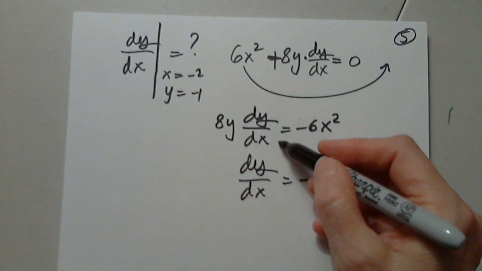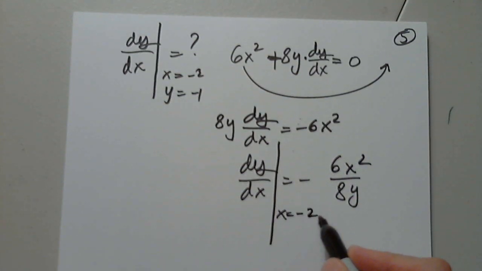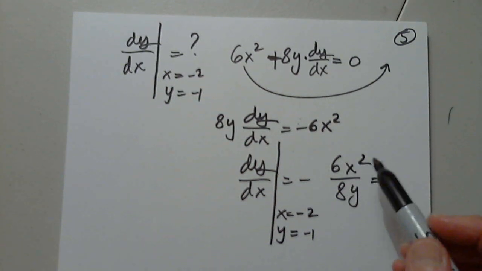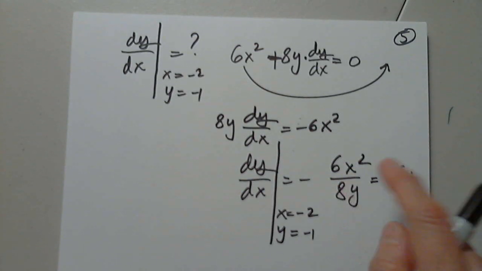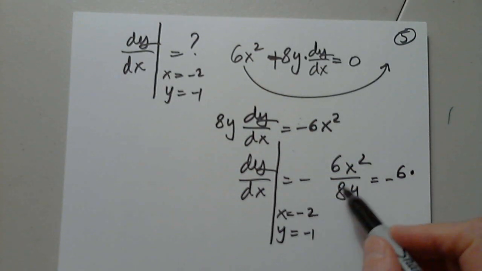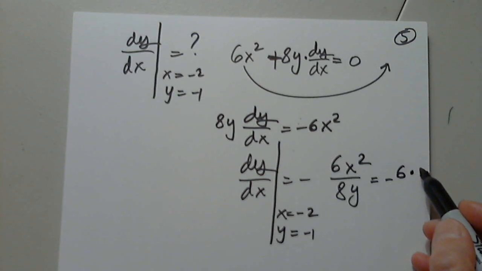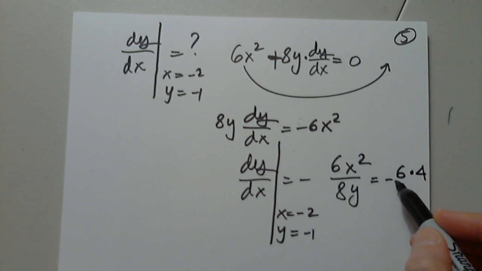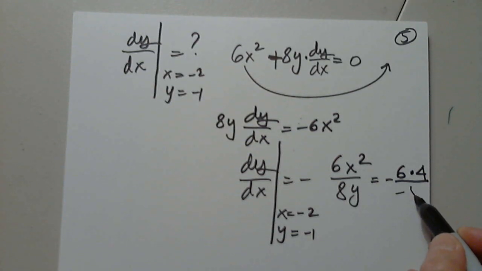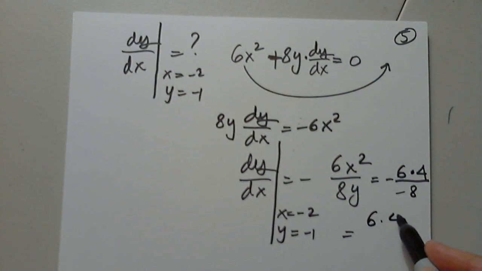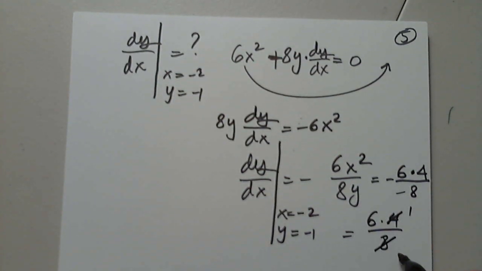Done. All I need to do is plug in negative 2 and negative 1. Negative. I can simplify, but I'll simplify at the end. Negative 2 squared. How much is negative 2 squared? 4. Excellent. Over 8 times negative 1. 8 times negative 1 is negative 8. I have two negatives. I'll simplify by 4. And 6 divided by 2 is 3.